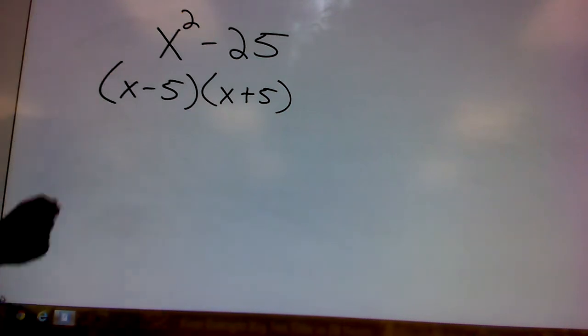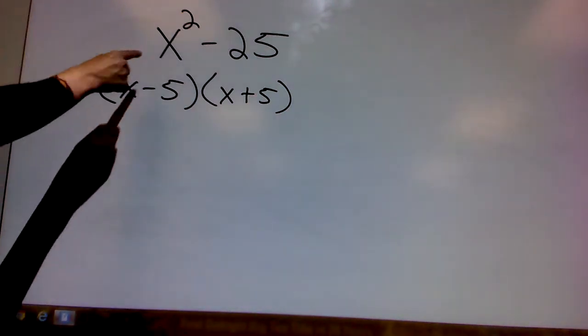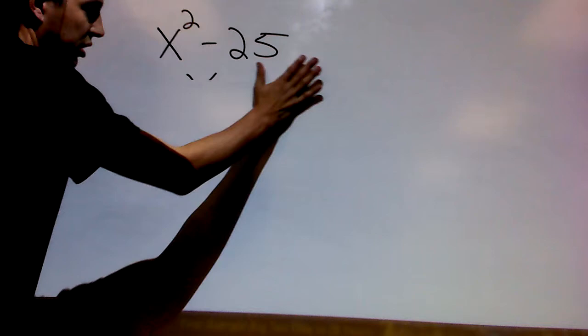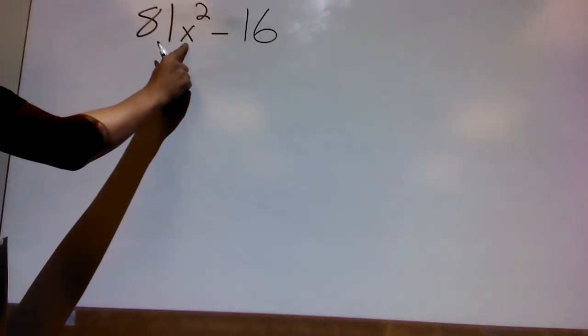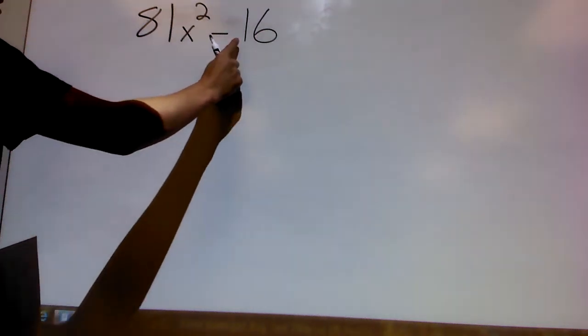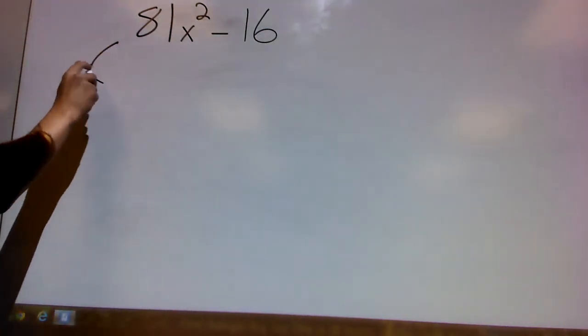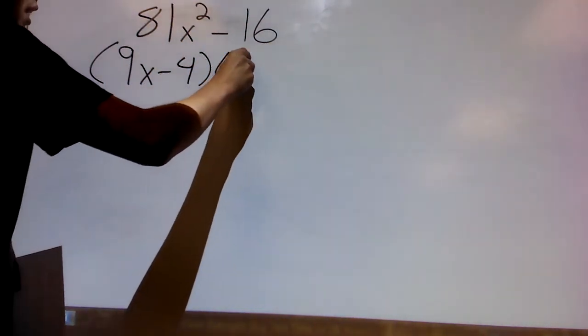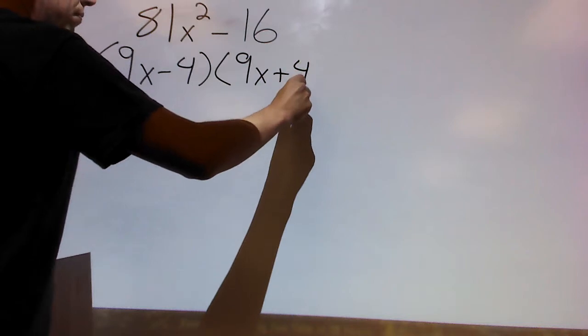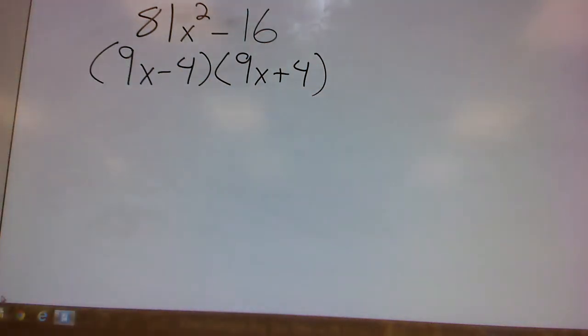I'll give you a reason why knowing a square minus a square is handy when you get to something complicated. Something complicated like 81x squared minus 16. Perfect square, minus sign, perfect square. So the pattern tells me it's going to be 9x minus 4, 9x plus 4.